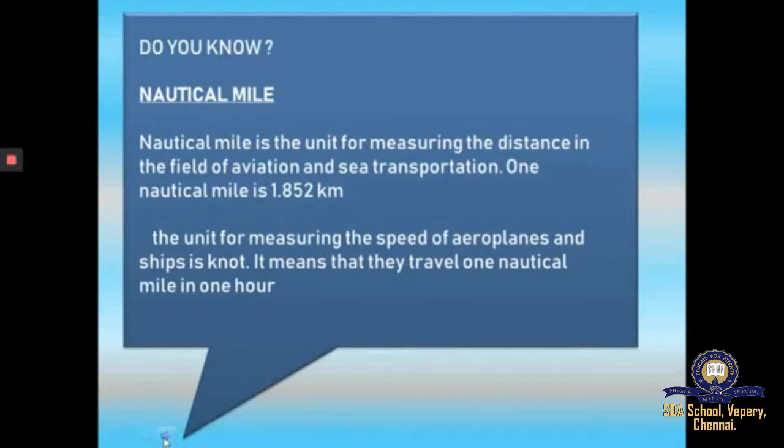Do you know nautical mile? Nautical mile is the unit for measuring the distance in the field of aviation and sea transportation. One nautical mile is 1.852 km. The unit for measuring the speed of aeroplanes and ships is knot. It means that they travel 1 nautical mile in 1 hour.